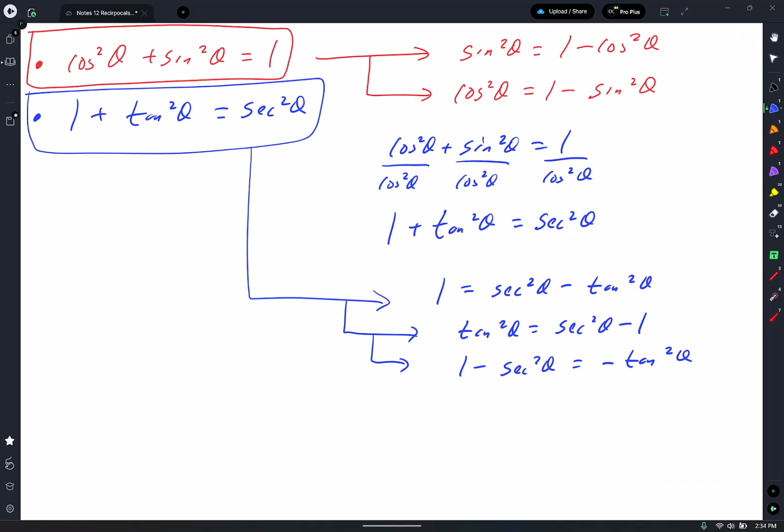Yeah, I guess you could have also said the same in the top. Cosine squared minus 1 equals negative sine squared, but I didn't put it in there because you guys can figure it out. How do we feel?